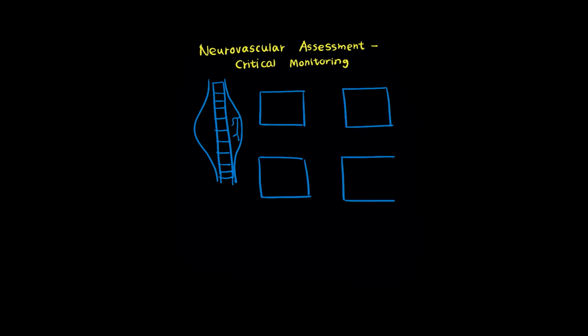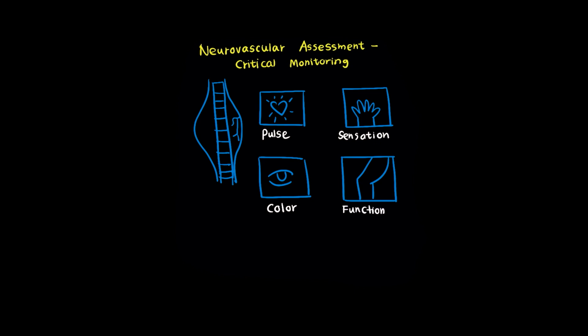Pulses tell us if blood is reaching the extremities. Without adequate blood flow, tissues die within hours. Sensation reveals if nerve signals are travelling properly. Loss of sensation often precedes complete paralysis. Colour indicates tissue perfusion. Pallor means inadequate blood supply, while cyanosis signals oxygen deprivation. Function tests if motor neurons are intact.